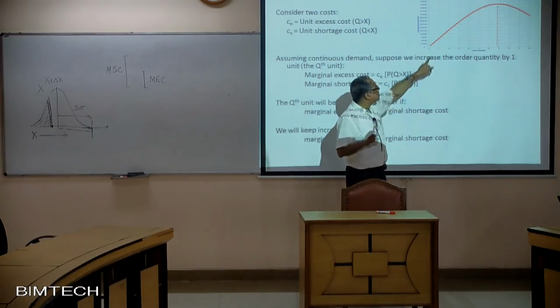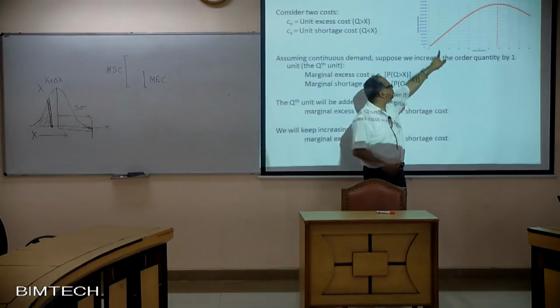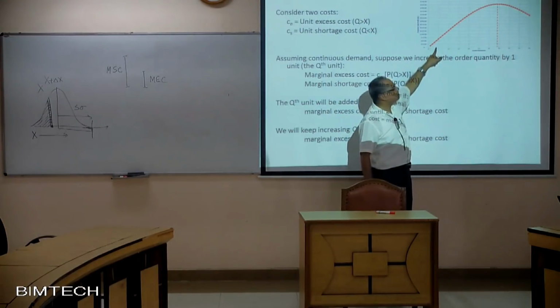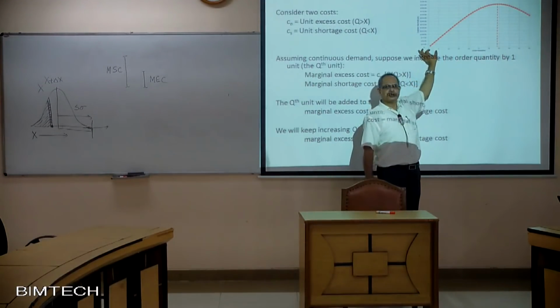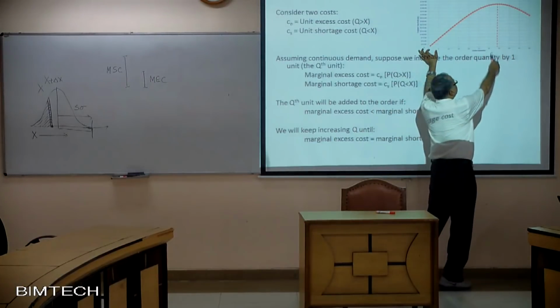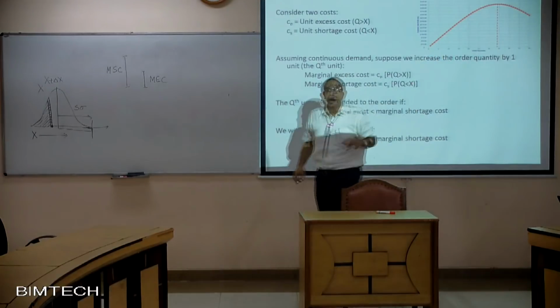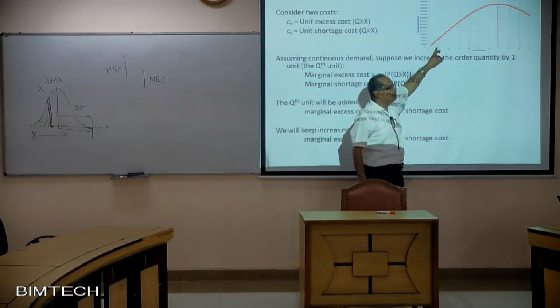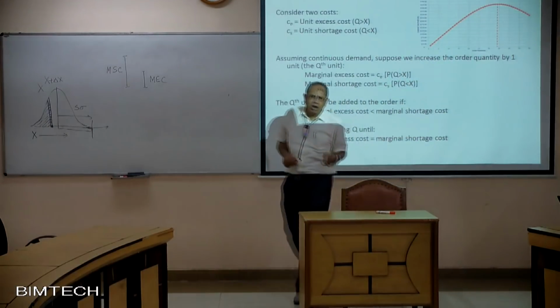Now, let us understand this a little bit more. Let's consider an order quantity here. Suppose we are here. Now what is the probability that the demand will be only this much? Please remember that our mean demand is somewhere here. Our mean demand is 32,000 units, and therefore, what is the probability that the demand will be here? The probability is very small.